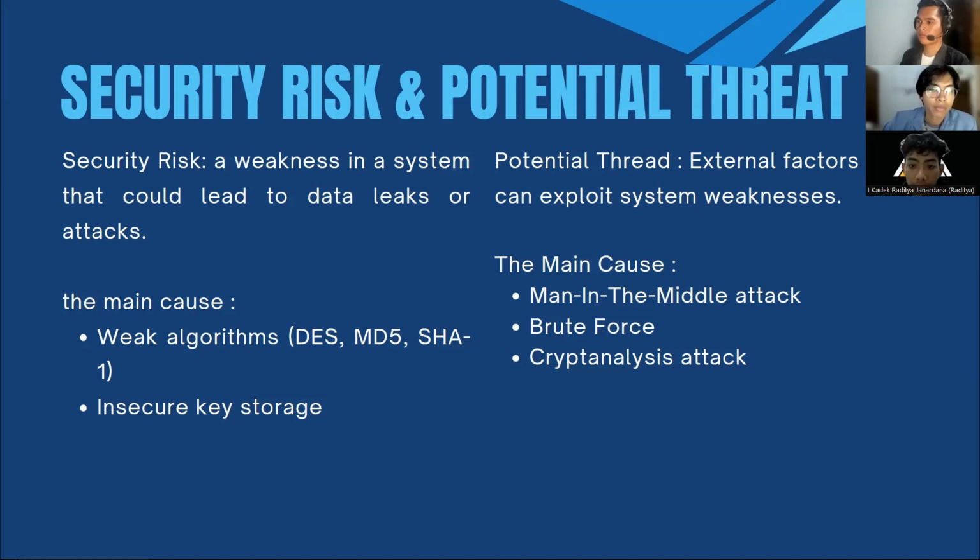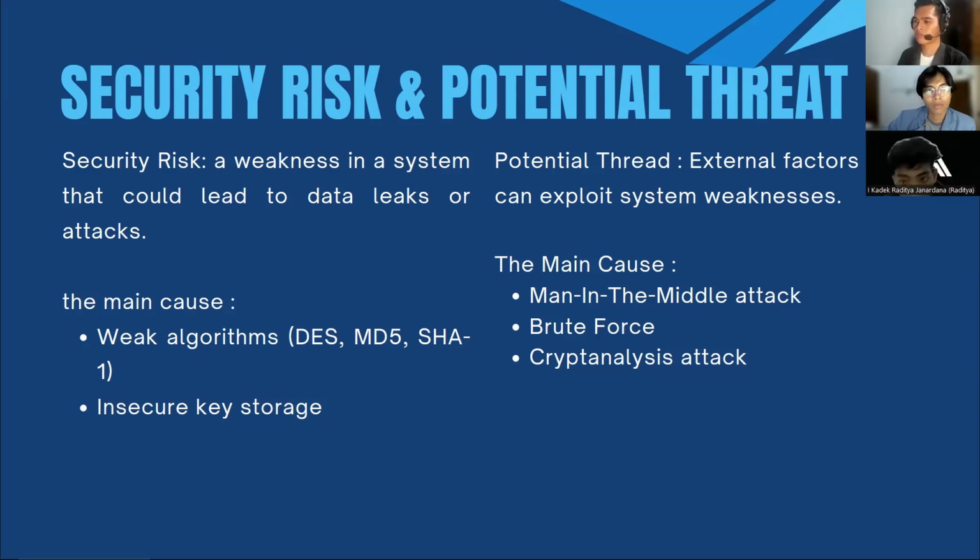So potential threat is external factor that can exploit system weakness, leading to data breach, unauthorized access, and system compromise. These threats are usually carried out by hacker, cybercriminal, or malicious actor who exploit weakness in encryption or authentication or network security. So, man in the middle, like we already discussed last week, occurs when an attacker secretly intercepts and possibly alters communication between two parties without their knowledge. This allows hacker to steal the login credential, financial information, or sensitive data.